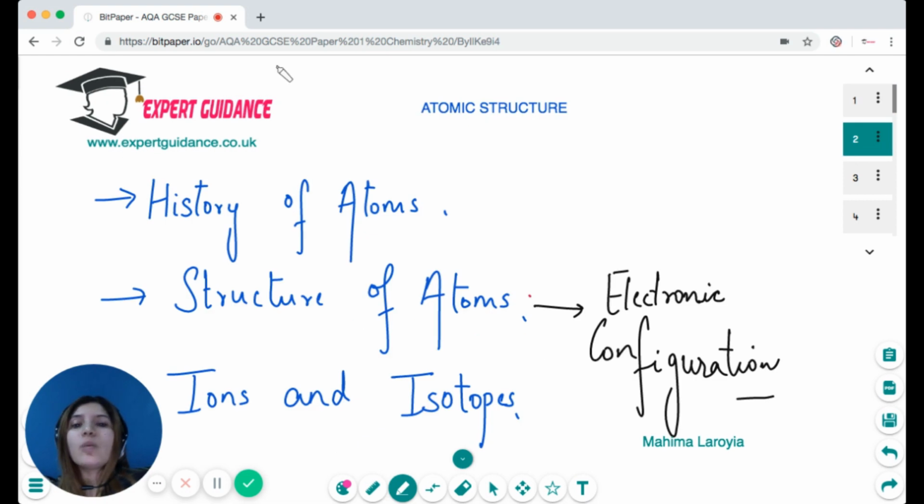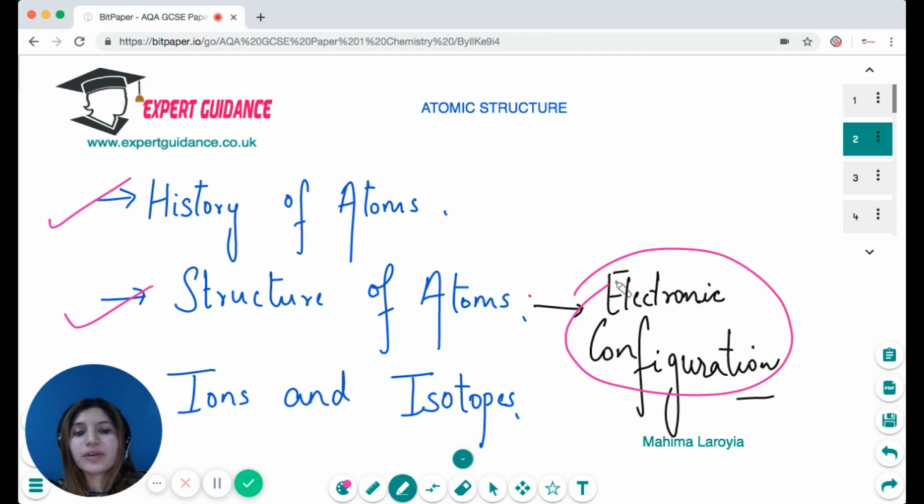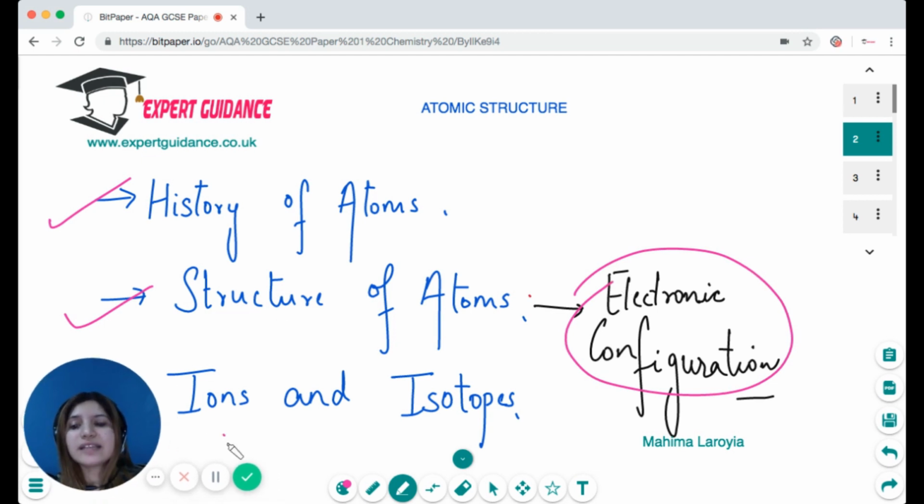So what are the things that you need to cover in this chapter of atomic structure? You should know the history of atoms, like what developments were made that have given the present structure of the atom. What is the present structure of the atom? How do we do the electronic configurations, and what are ions and isotopes?